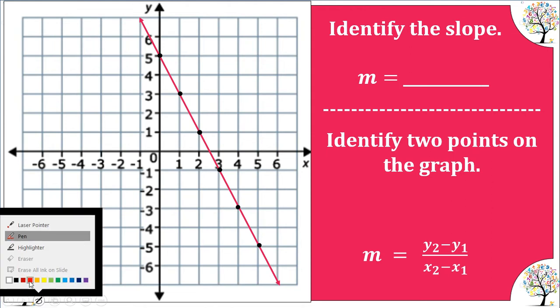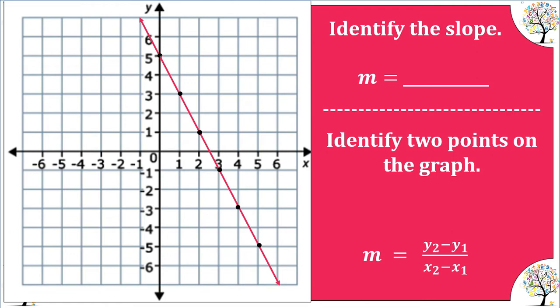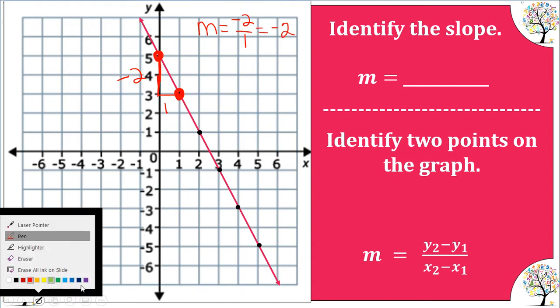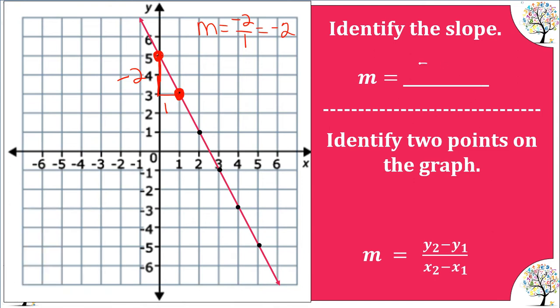Let's do the red. Again, I'm just going to use any 2 points, so I'm going to say this one and this one. We're working left to right. We do the vertical change first, the change in the y's. So 1, 2, that went down 2, and then we went to the right 1. So our slope is -2/1, and I can just write it as -2. Okay, let's change colors. So that was a -2.